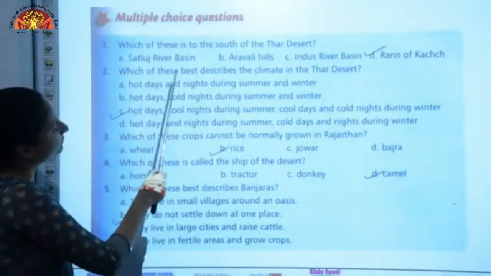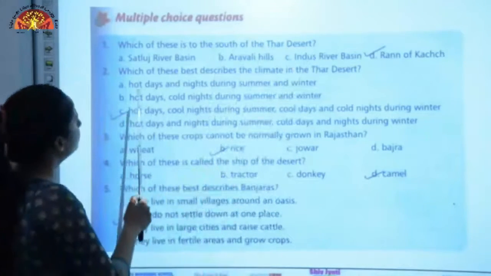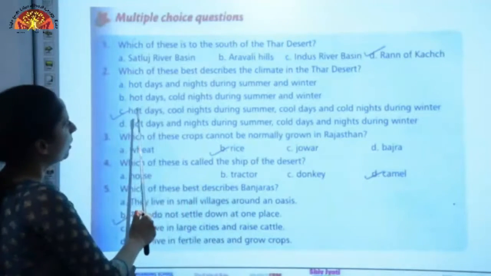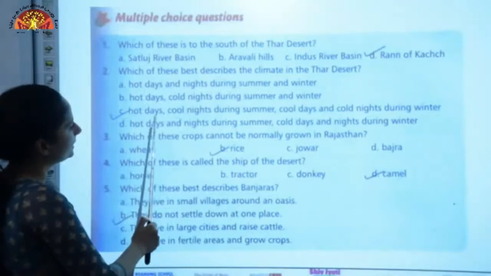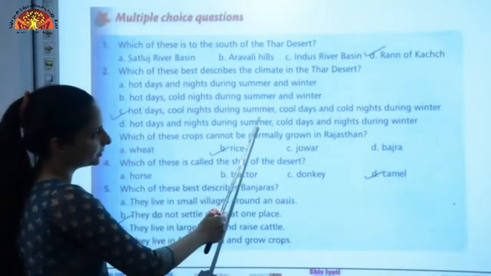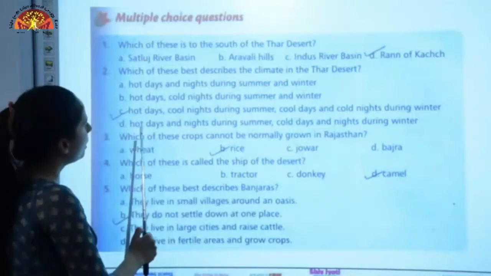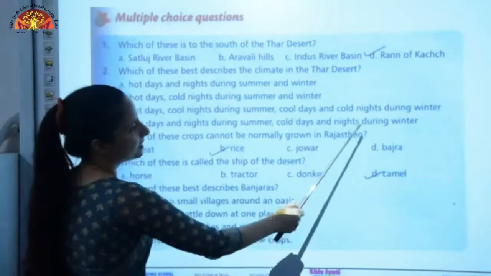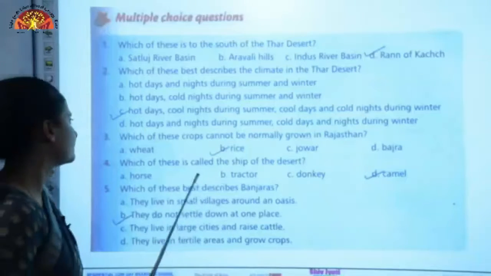Second, which of these best describes the climate in the Thar desert? Hot days and nights during summer and winter; hot days, cold nights during summer and winter; hot days, cool nights during summer, cool days and cold nights during winter; hot days and nights during summer, cold days and nights during winter. C is the correct option, so you have to tick C.